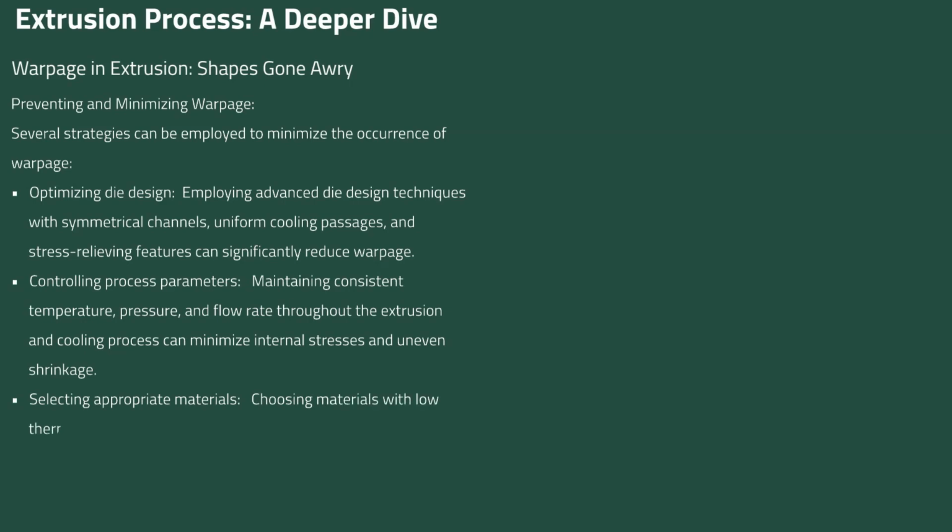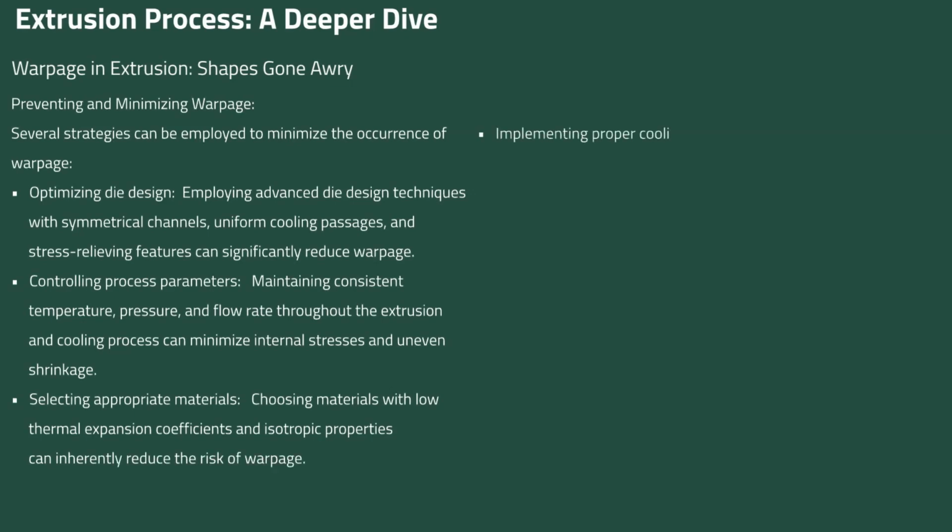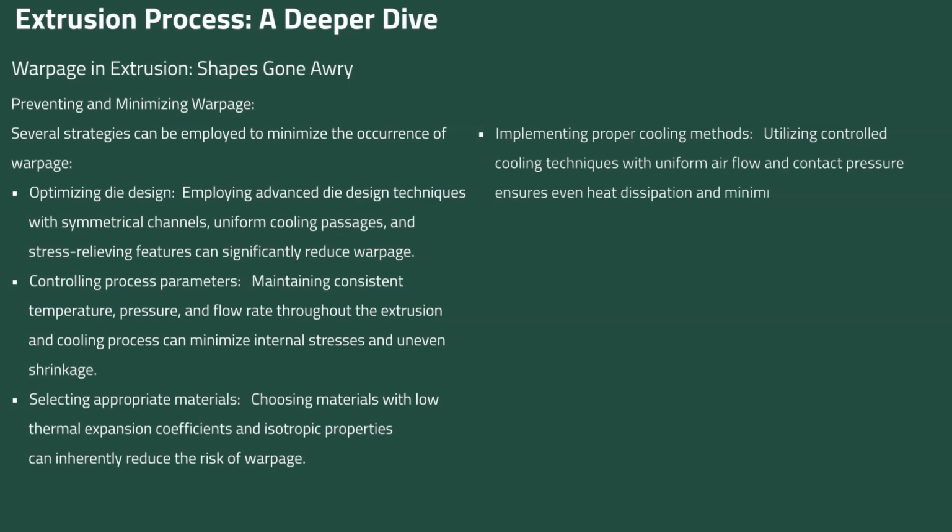Choosing materials with low thermal expansion coefficients and isotropic properties can inherently reduce the risk of warpage. Implementing proper cooling methods: utilizing controlled cooling techniques with uniform airflow and contact pressure ensures even heat dissipation and minimizes differential shrinkage. Minimizing internal stresses.